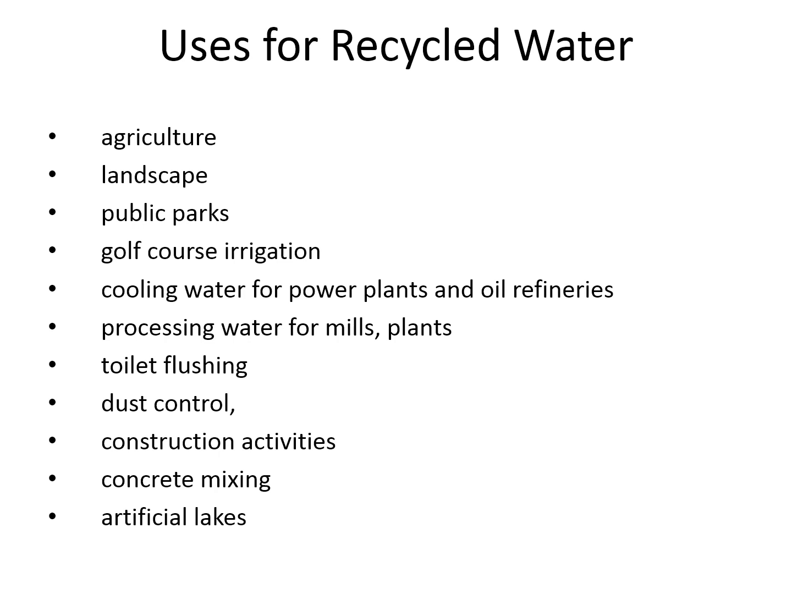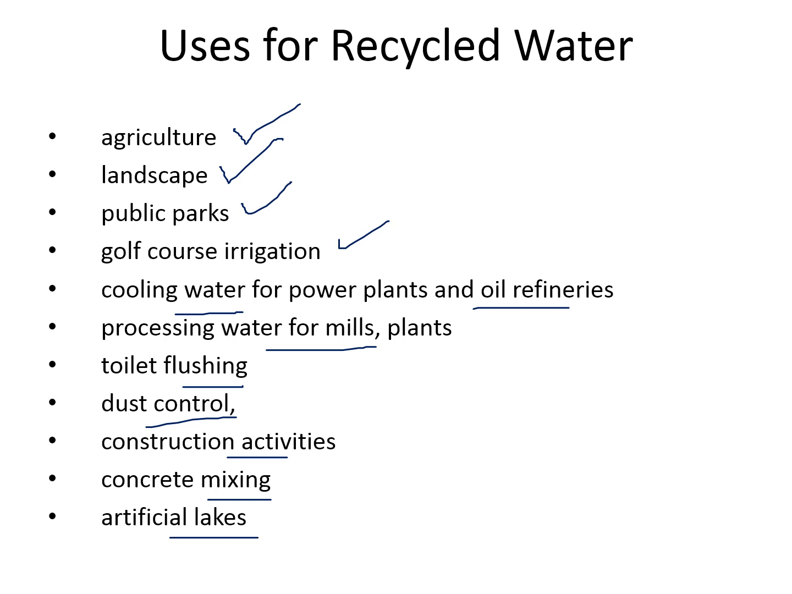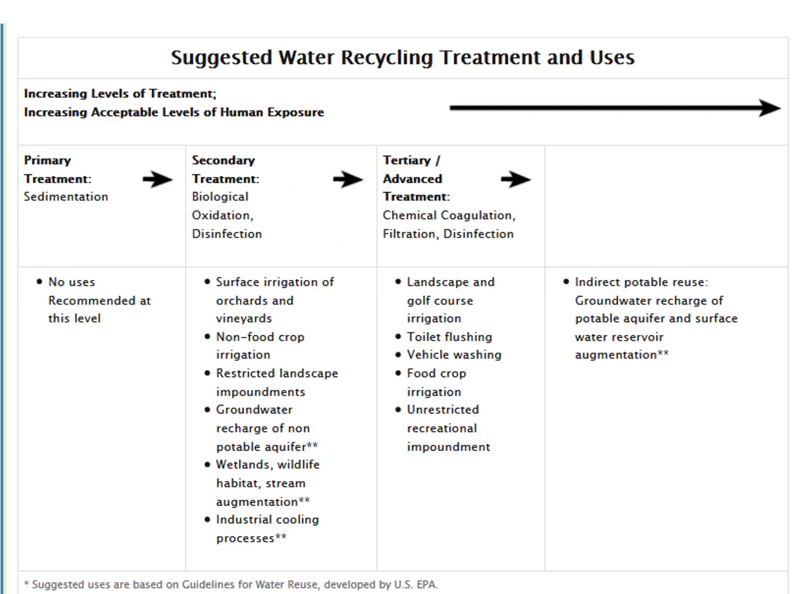These are the possible uses of recycled water: agriculture, landscaping, public park watering, golf course irrigation, cooling water for power plants as well as oil refineries. You can utilize such recycled water as processing water for mills and plants, for toilet flushing. Definitely you can use this water after nominal treatment, then for dust control, construction activities, concrete mixing, as well as for artificial lakes. So there are many ways in which you can utilize recycled water by giving some nominal treatment.